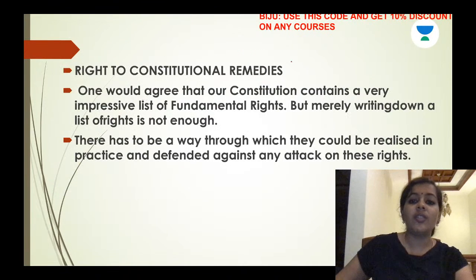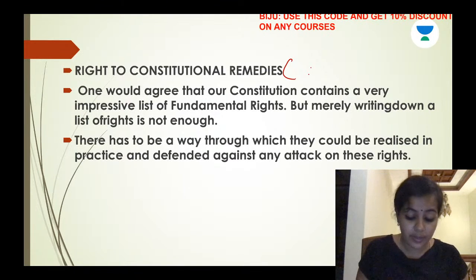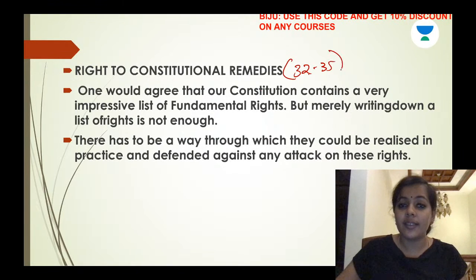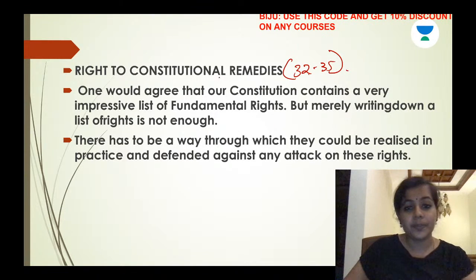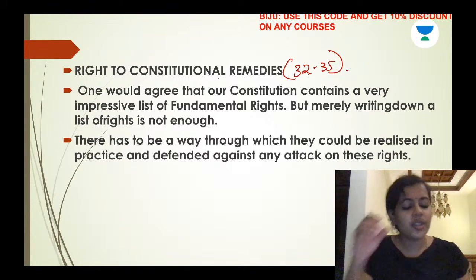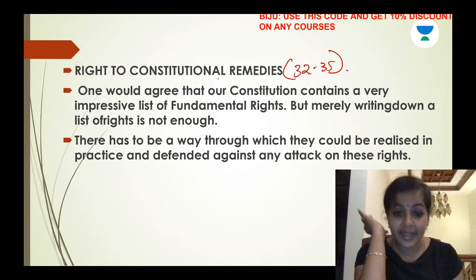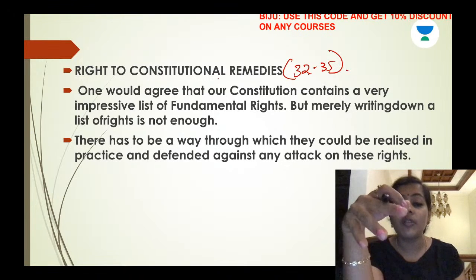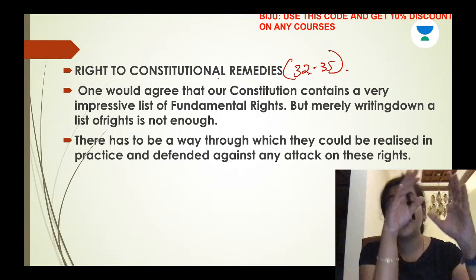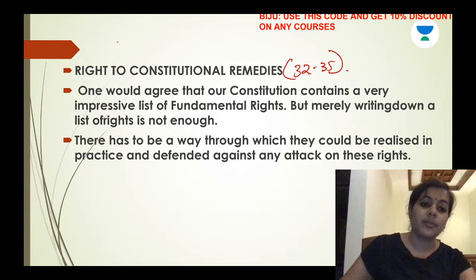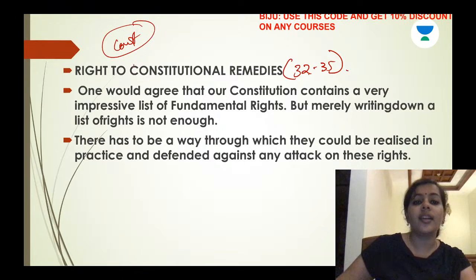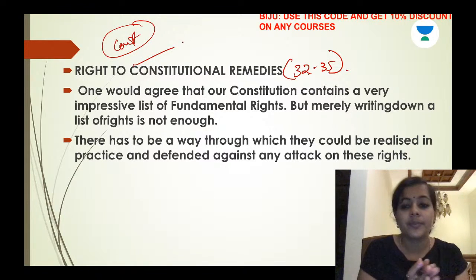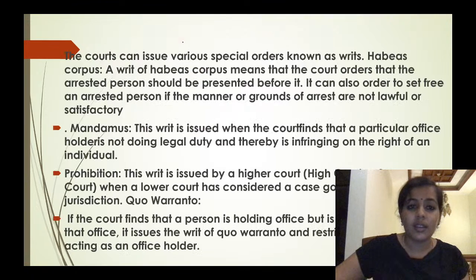Right to constitutional remedies. That is the last right we are discussing. Articles 32 to 35 discuss the right to constitutional remedies. The constitution guarantees that if citizens' fundamental rights are violated, they can go directly to court. That is discussed here in constitutional remedies, and some features are given.